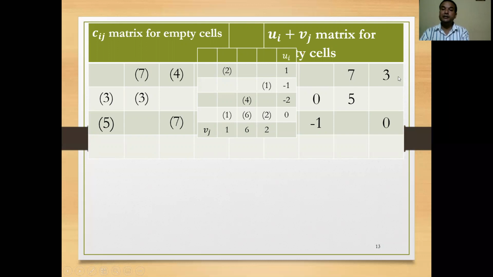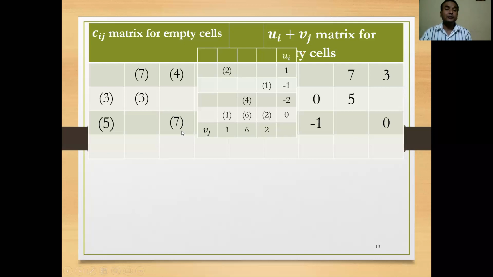And then next one is U1 plus V3. So 1 plus 2, this is 3. Then this is minus 1 and 1. So minus 1 plus 1 is 0. Minus 1 plus 6 is 5. Then minus 2 plus 1 is what? Minus 1. Then minus 2 plus 6 is not required, then minus 2 plus 2 is 0. So we have got this Cij for empty cells and Ui plus Vj matrix for these empty cells.